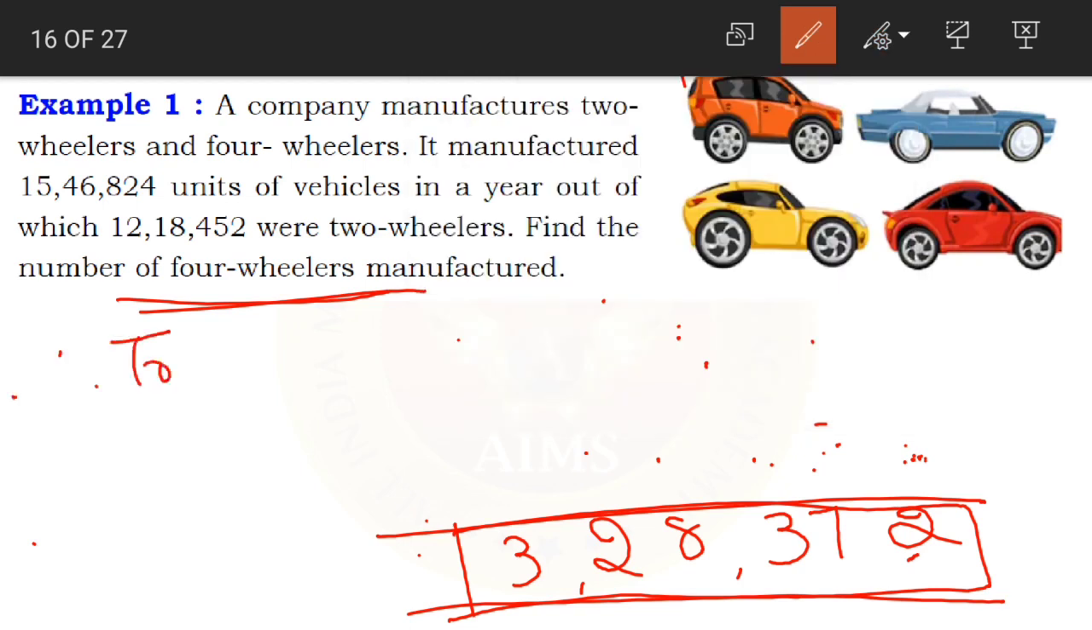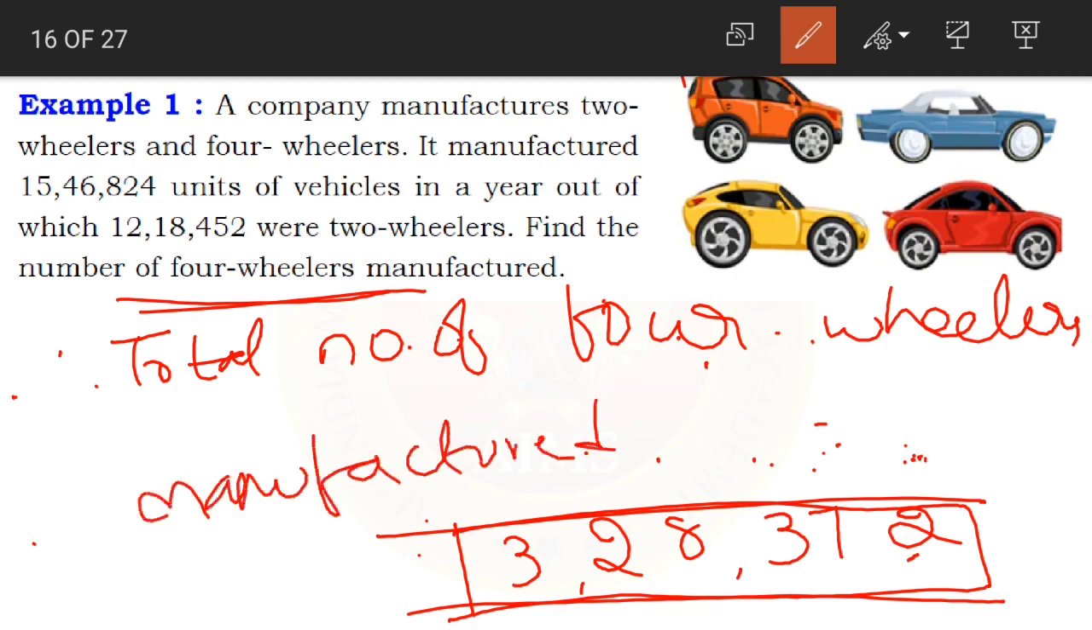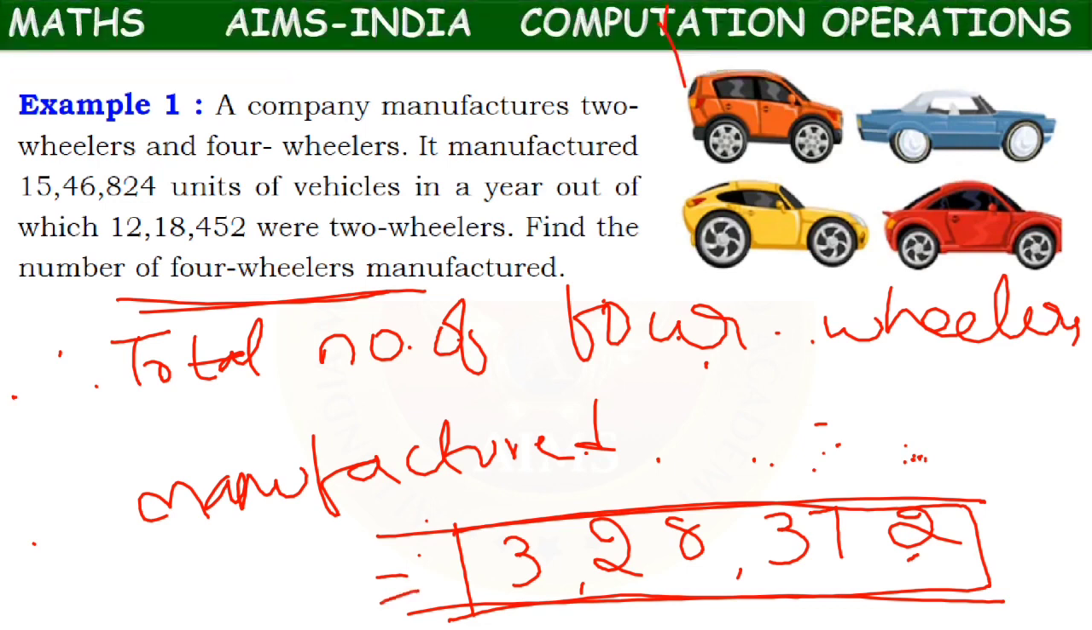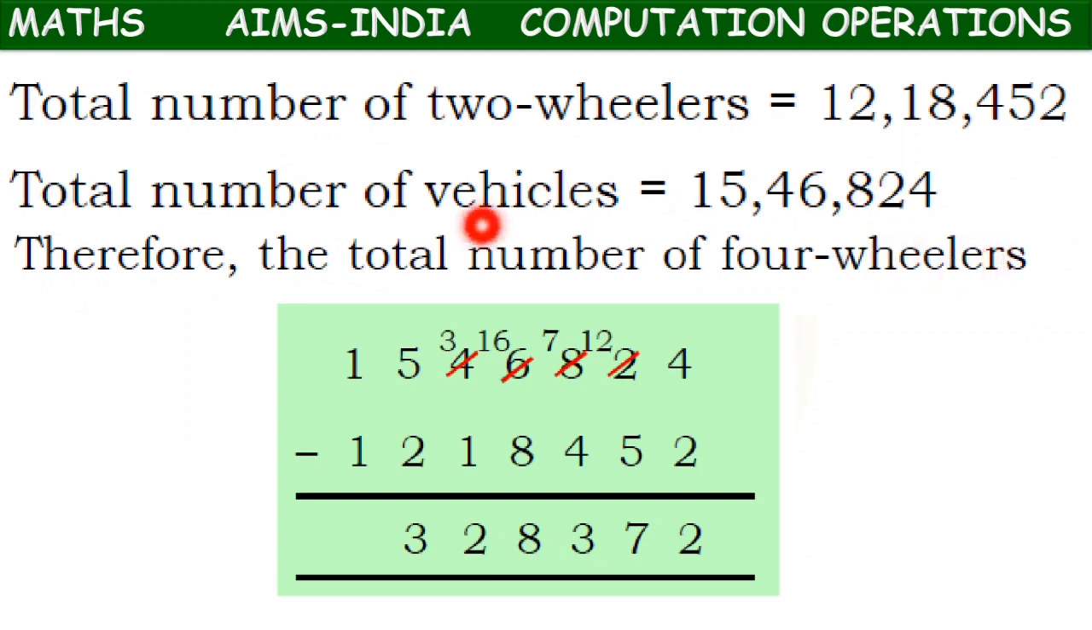Therefore, total number of four-wheelers manufactured is equal to 3,28,372. So yes, that is what we have done. That is what it is written here, what we have done. Total number of two-wheelers, total number of vehicles. Therefore, the total number of four-wheelers becomes total vehicles minus the number of two-wheelers.